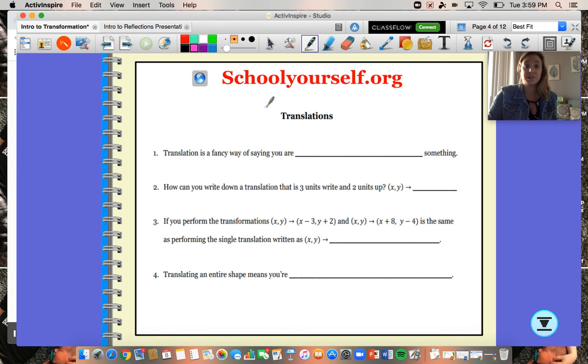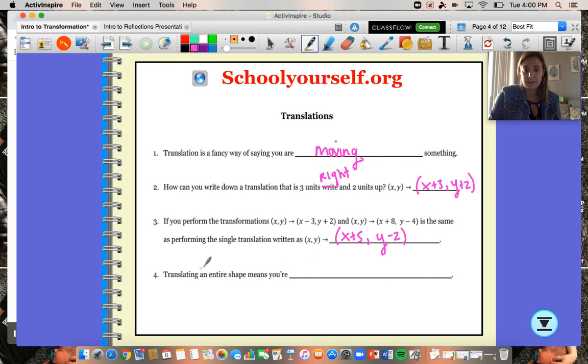And so translation is just a fancy way of saying moving something. How can you write down a translation that is 3 units right and 2 units up? So x comma y, we need that. I already wrote it. 3 units right, x plus 3, y plus 2. Right? It's almost like an equation or a formula. If you perform this and this, that's the same as performing one single transformation. Remember, this was left 3 and right 8. X plus 5, up 2, down 4 is like down 2.